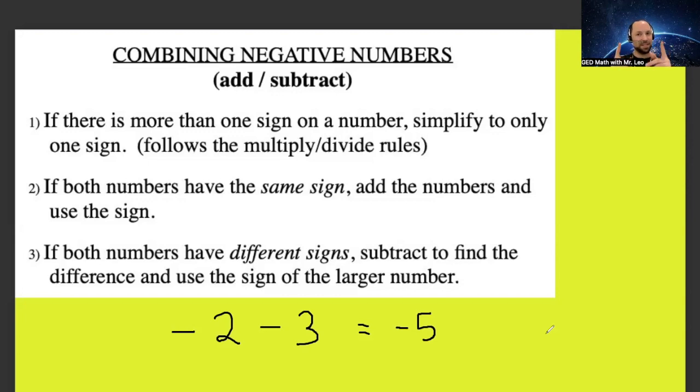You like this? Is it making sense? Okay, let's do an example that's going to bring in step 3. How about -5 plus 2? So what's going on here?